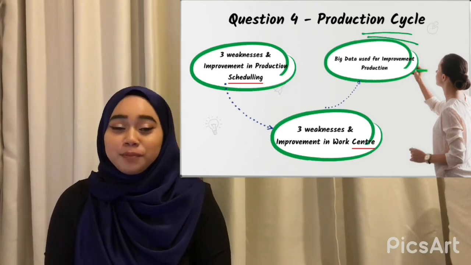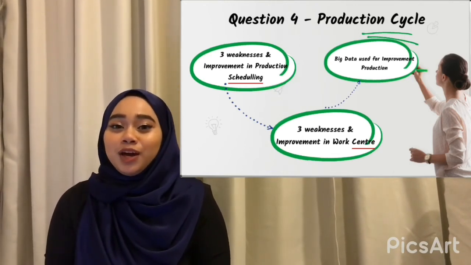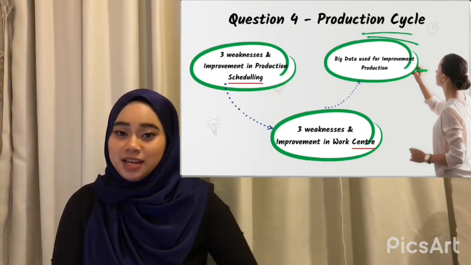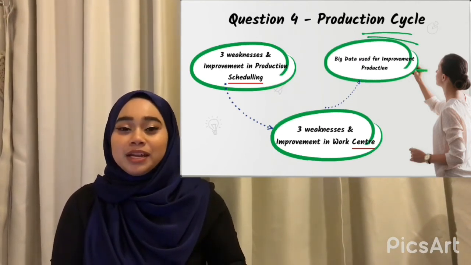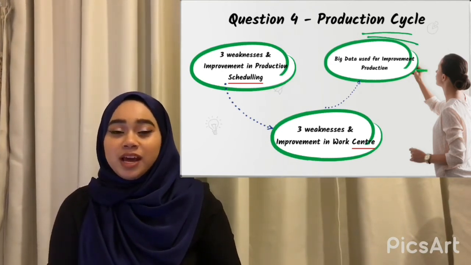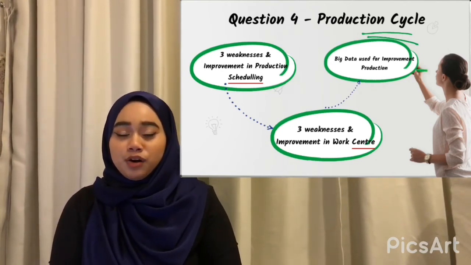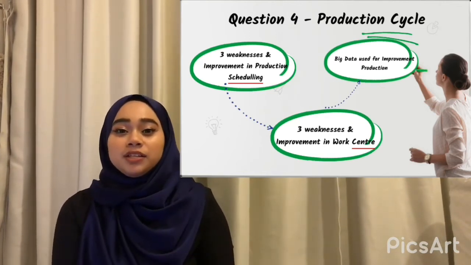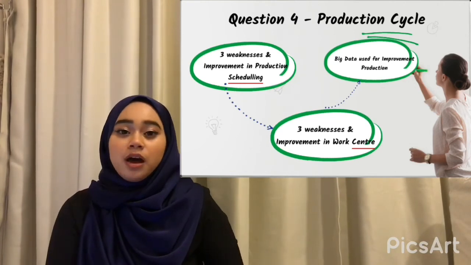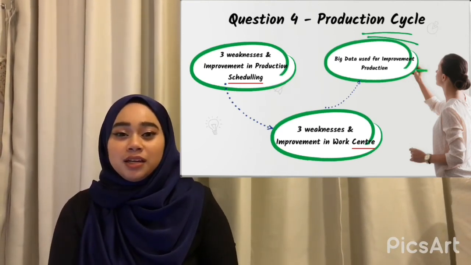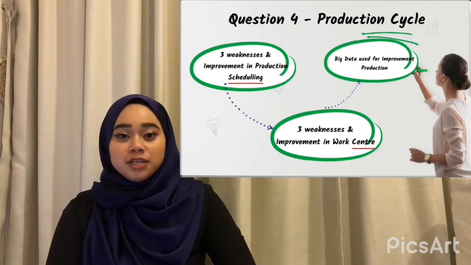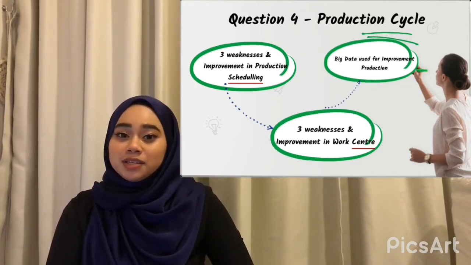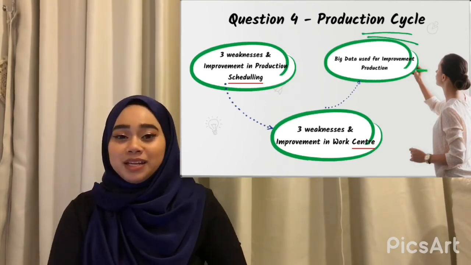So from class 5L. So today I will present the PBL question 4. It's about the production cycle case, which is I will present the three weaknesses and improvement of production scheduling of AB's company, and three weaknesses and improvements of work centers in AB's company. And for question B, I will discuss about how big data helps the improvement in the production.